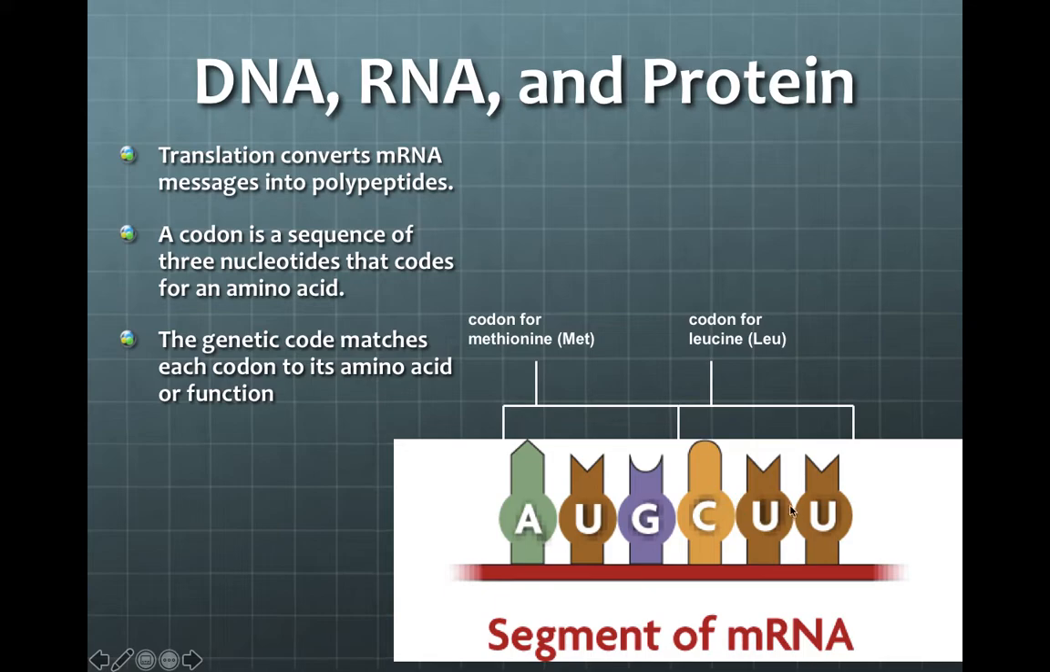Now, this is another codon, CUU, and this is for the leucine. Okay? The genetic code matches each codon to its amino acid or function. So, this is a codon, and this is basically right here messenger RNA. Amino acid codons are on messenger RNA.